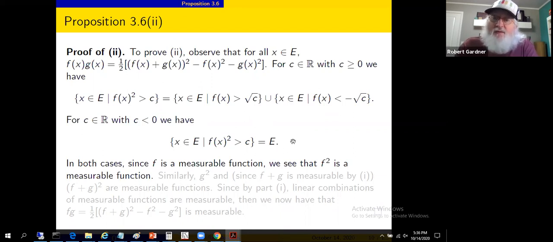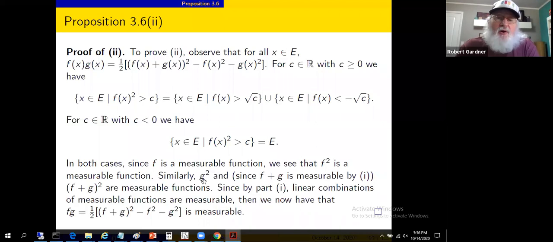So that'll be set E, which is measurable by hypothesis. Anyhow, in both cases, since f is measurable, we see that these types of sets, for C a real number, are measurable sets. And there you go. That means that the function concerned, the f of x squared function, is a measurable function. What we've just shown is if a function is measurable, then its square is measurable.